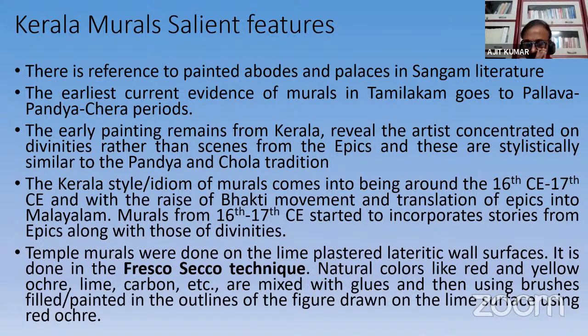Probably the Ramayana and Mahabharata had not attained popularity among the early painters in Kerala, because the Mahabharata, it is stated, was translated into Tamil around the 7th century or so, and the Malayalam versions of these epics come even later. If you observe the stylistic pattern exhibited in the paintings, they are similar to the Pandya and Chola traditions. The typical Kerala idiom noticed in murals comes into being only around the 16th or 17th century, with the rise of the Bhakti movement and translations of epics into Malayalam.